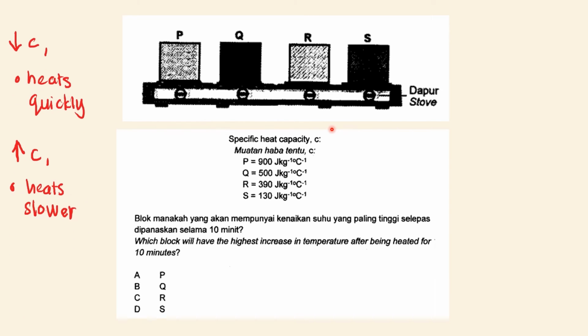Now, an important thing to know is that the lower the specific heat capacity of a substance, the more quickly the substance will heat, and the higher the specific heat capacity of a substance, the more slowly the substance will heat. Therefore, in this question, the block which will have the highest increase in temperature will be S, because it has the lowest specific heat capacity, which enables it to heat more quickly and have the highest increase in temperature. So the answer will be D.